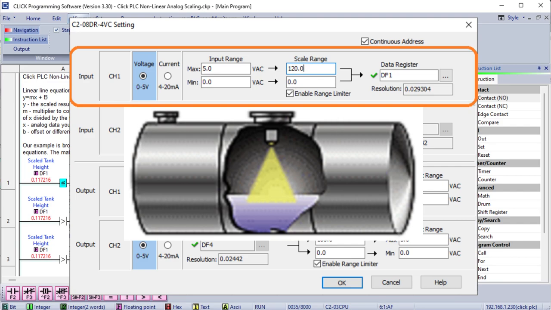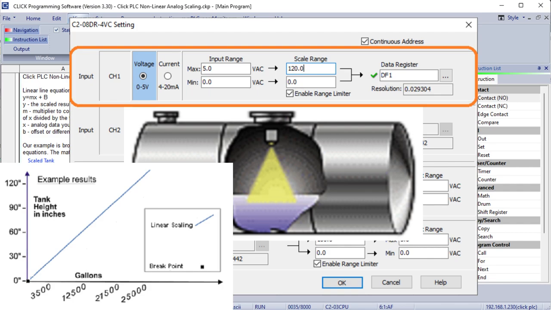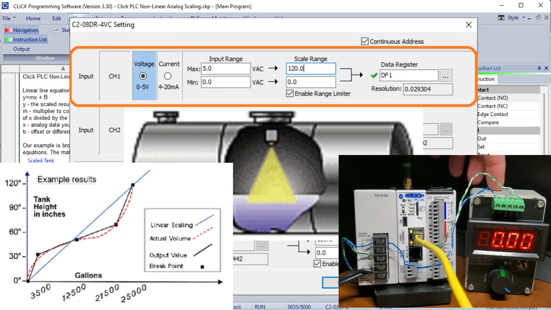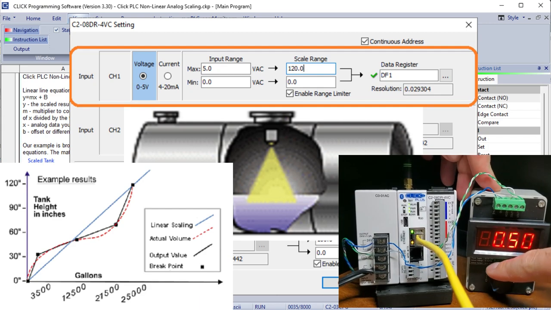Look at the following tank. We will measure the height, which is linear, but the volume will not because of the shape of the tank. We will look at an application to determine the volume in this tank. This will be based on the height of the liquid in the tank. We will then scale this nonlinear volume of the tank to display the actual volume.